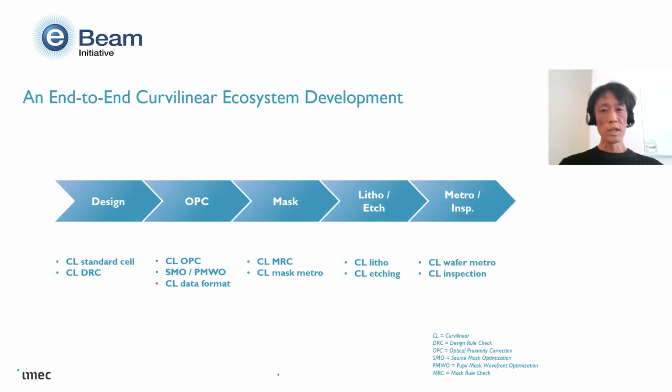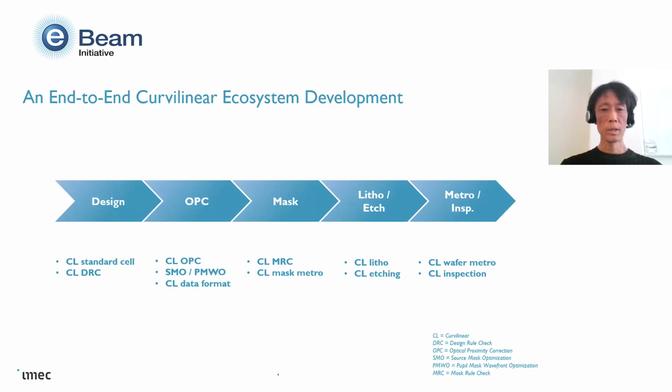Curvilinear technology cannot be enabled by a single optimization step. Instead, it requires a complete ecosystem from design, mask manufacturing, lithography, etching, metrology, and inspection. This slide summarizes an end-to-end workflow investigated in this study. Starting from the curvilinear standard cell design and the design rule check, the flow proceeds through the curvilinear OPC, source mask optimization, and the pupil mask wavefront optimization. The optimized mask is then manufactured and evaluated through the lithography and etching experiments, followed by the CD-based metrology and inspection.